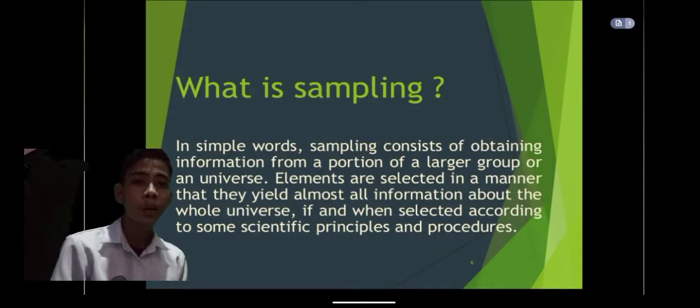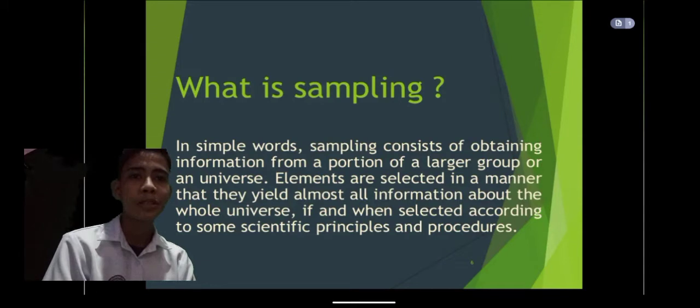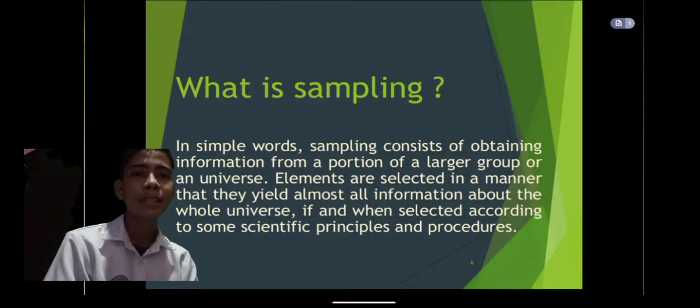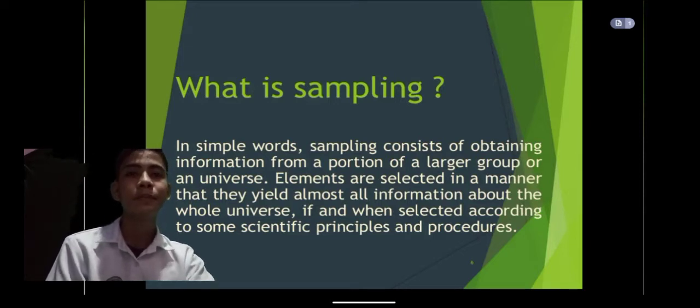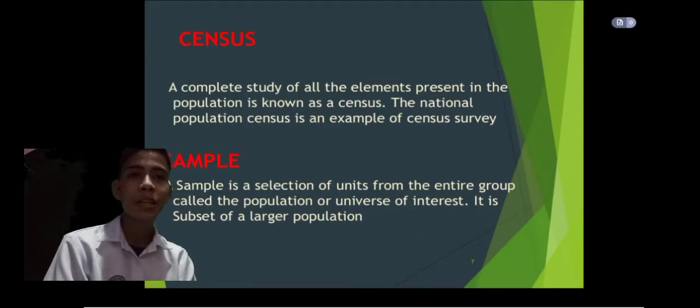What is sampling? We're going to define sampling and the techniques and types of sampling. In simple words, sampling consists of obtaining information from a portion of a larger group or a universe. Elements are selected in a manner that yields almost all information about the whole universe, if and when selected according to some scientific principles and procedures. When we say census, a complete study of all the elements present in the population is known as a census. The National Population Census is an example of a census survey.